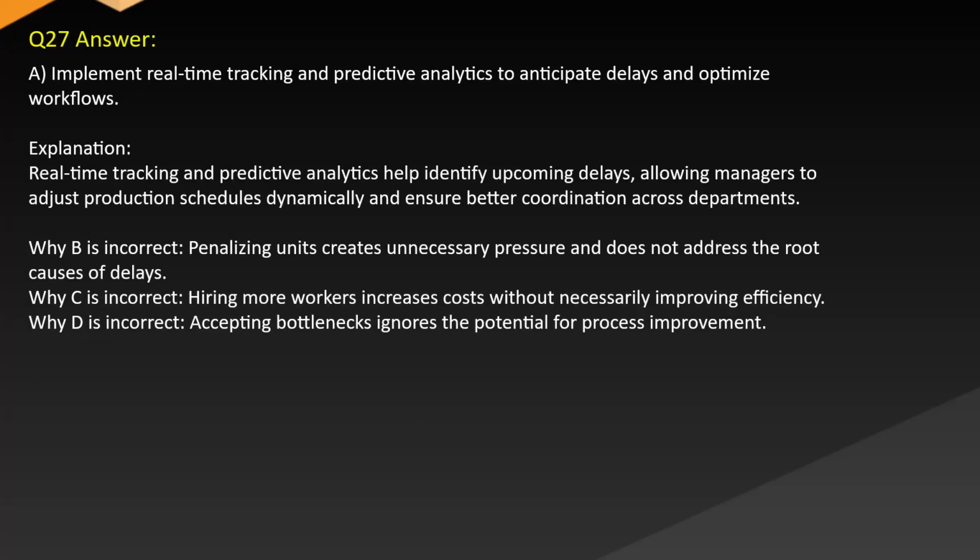Answer: A. Implement real-time tracking and predictive analytics to anticipate delays and optimize workflows. Explanation: real-time tracking and predictive analytics help identify upcoming delays, allowing managers to adjust production schedules dynamically and ensure better coordination across departments. Why B is incorrect. Penalizing units creates unnecessary pressure and does not address the root causes of delays. Why C is incorrect. More workers increases costs without necessarily improving efficiency. Why D is incorrect. Accepting bottlenecks ignores the potential for process improvement.